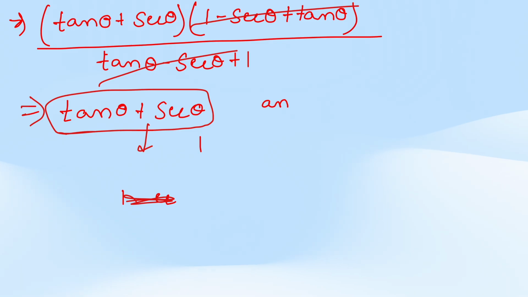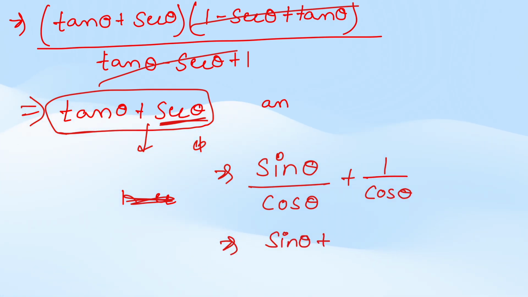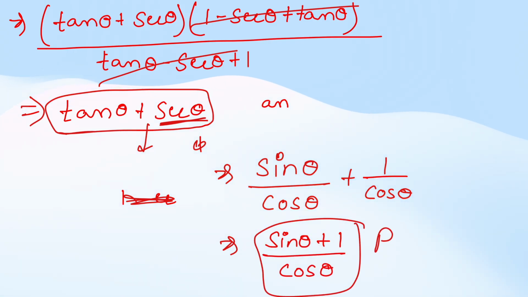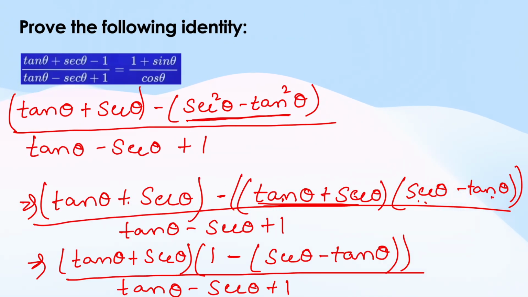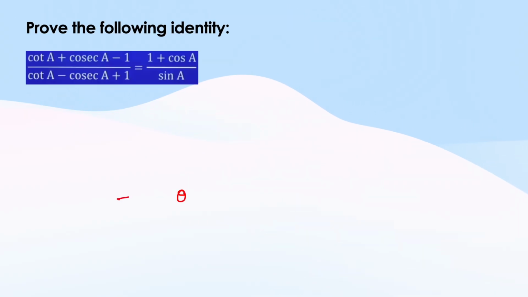It can be converted. Tan can be written as sin theta by cos theta and sec can be written as 1 by cos theta. So the answer will be sin theta plus 1 by cos theta, and that's what we needed to prove equal to the RHS. See, this is what I need to prove. Clear? The question was of the same type as we did in the last question.